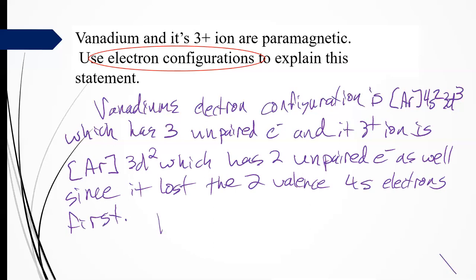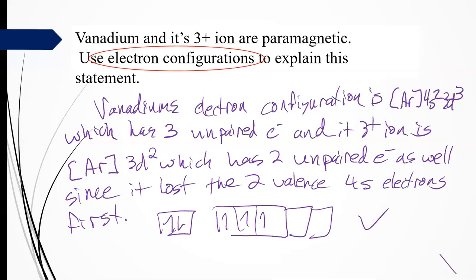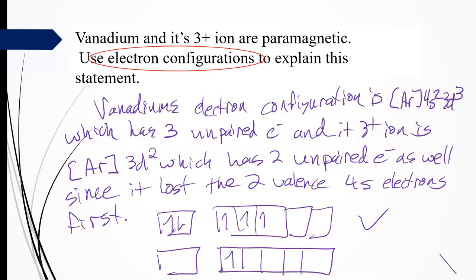You could also have drawn orbital diagrams to help illustrate that. So we have vanadium, and then we have vanadium 3+, if that also helps explain. But you don't want to just write electron configurations, and you don't want to just write orbital diagrams. There still should be some words that correspond with them, so that we can explain that.